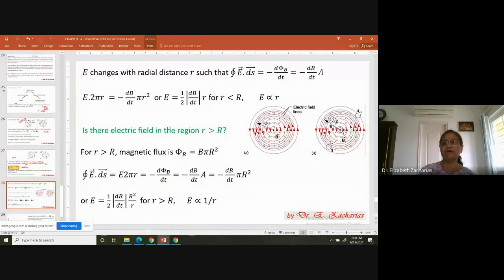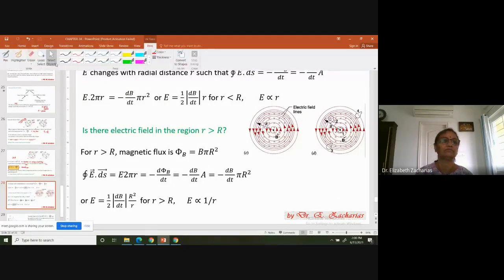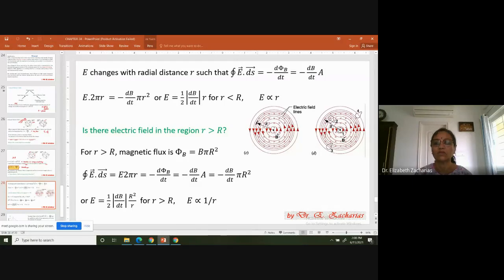Okay, now the question is, I have a circular region of radius R, and there is magnetic field only in this radius R. Okay, now we put a loop on this radius capital R, and then we found there is an electric field. Is there an electric field inside also? So what we'll do is, let us take a distance small r less than capital R and do the same thing.